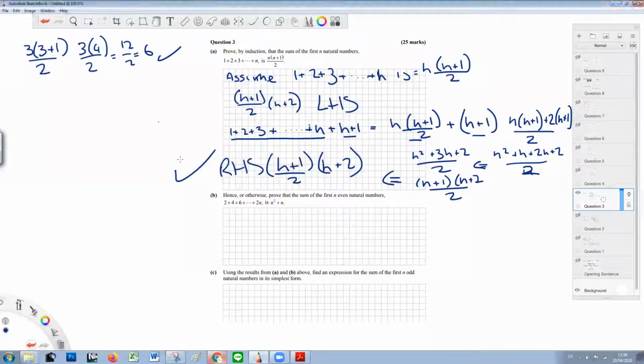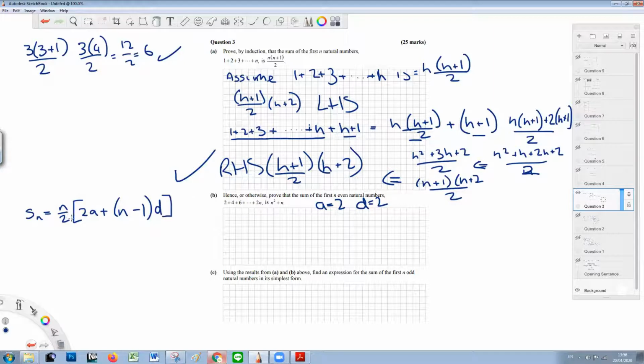So our initial value a is 2, and our common difference d is 2 also. So subbing in for S_n, we said our value for S_n is equal to n over 2 times (2a plus (n minus 1) times d). So that is your equation.